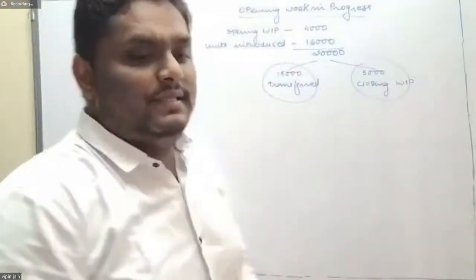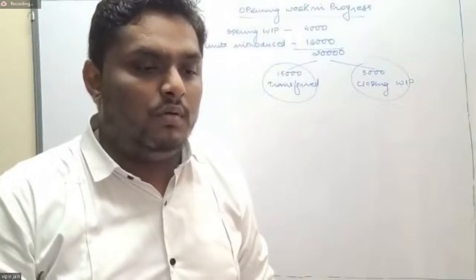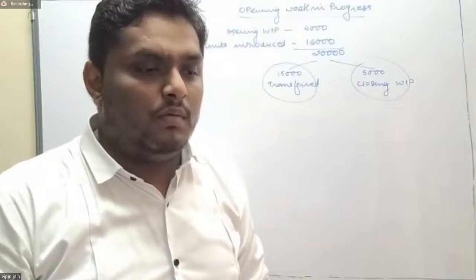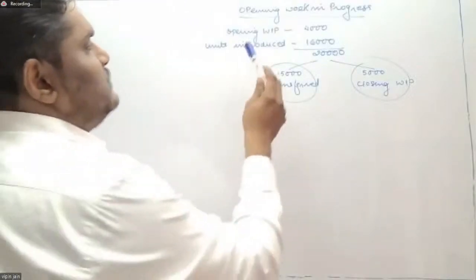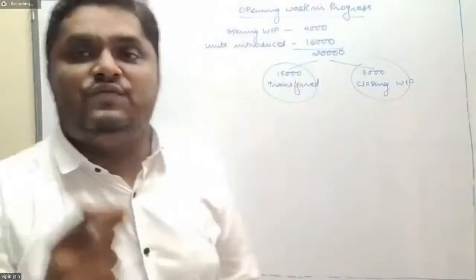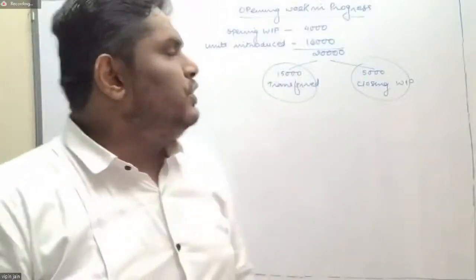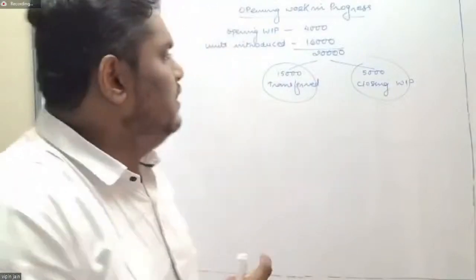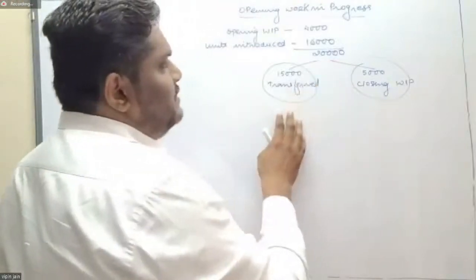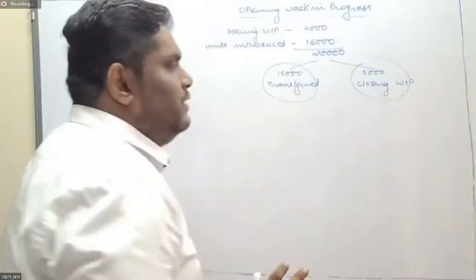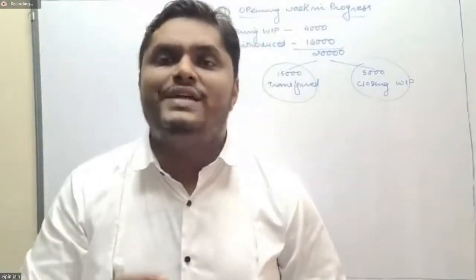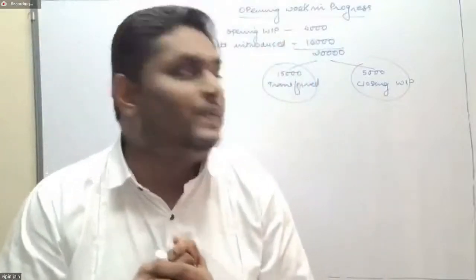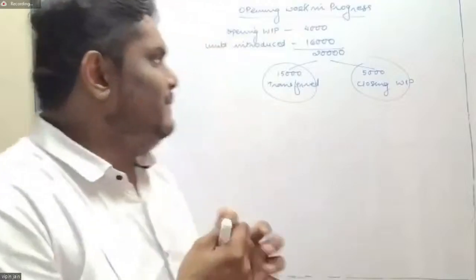I repeat again, guys. Opening work in progress is given in the question, that is 4,000 units. Units introduced is 16,000 units. So in aggregate, we have 20,000 inputs in hand. Out of this 20,000 inputs, 15,000 units were transferred and 5,000 units are still in process. Now the question is how to value the units transferred and closing work in progress, because there is a big question.